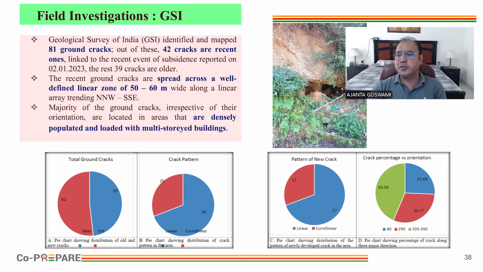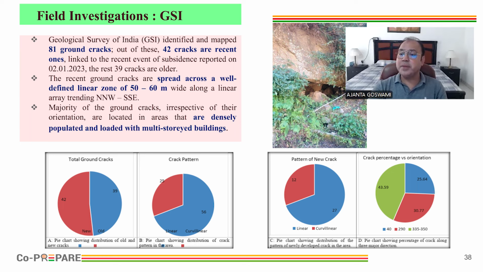Crack percentage versus orientation: around 43.59% of the cracks are oriented between 335 to 350 degrees. Around 25.64% of the cracks are oriented at 40 degrees, and 30.77% of the cracks are oriented at 290 degrees. So this is what is shown according to the orientation of the cracks.